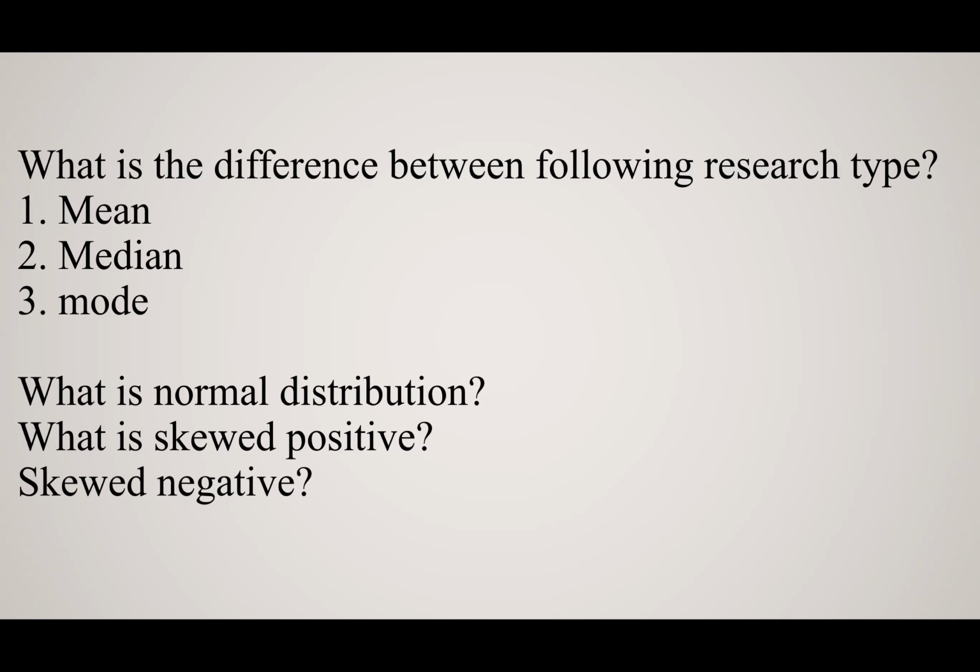The normal distribution, if we have a curve, I remember, it is a bell-shaped curve. Here the median, mode, and mean are the same. So if the mean, median, and mode are the same, it's called normal distribution. If the median is bigger than the mean, it's called positive skewed. If the median is less than the mean, it's called negative skewed.